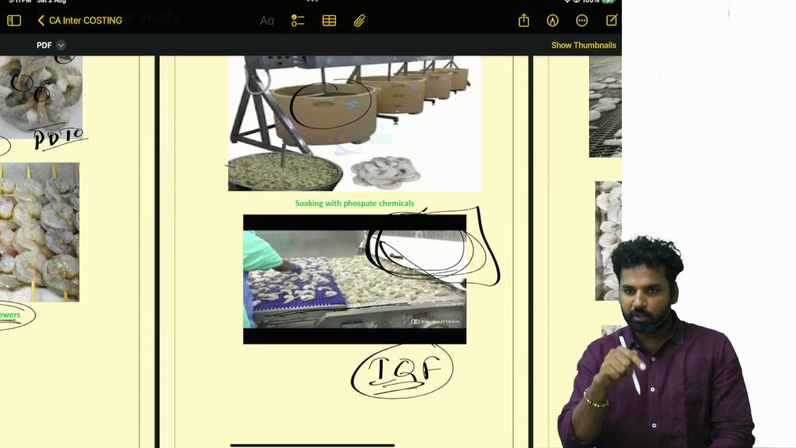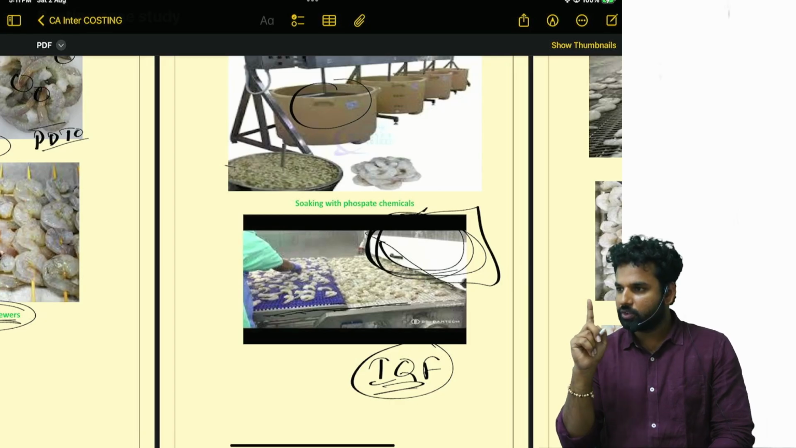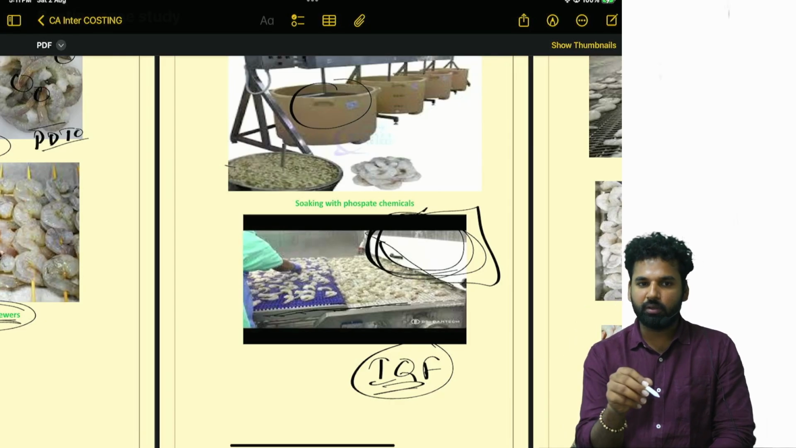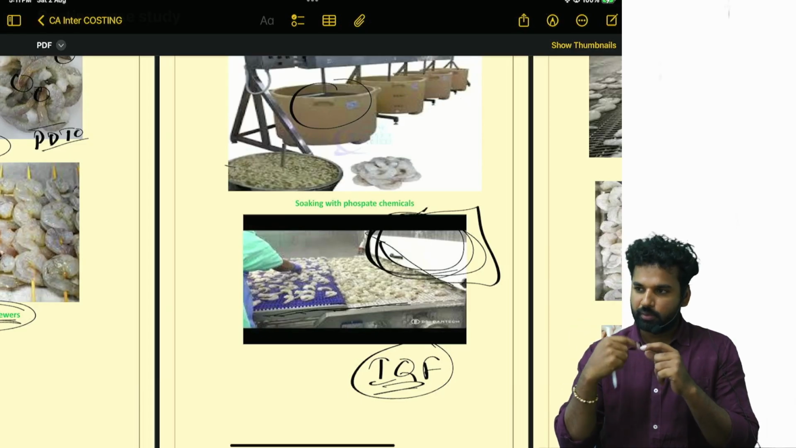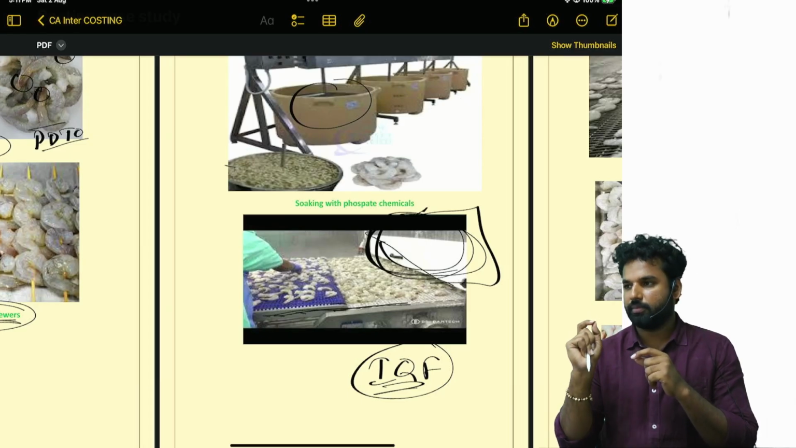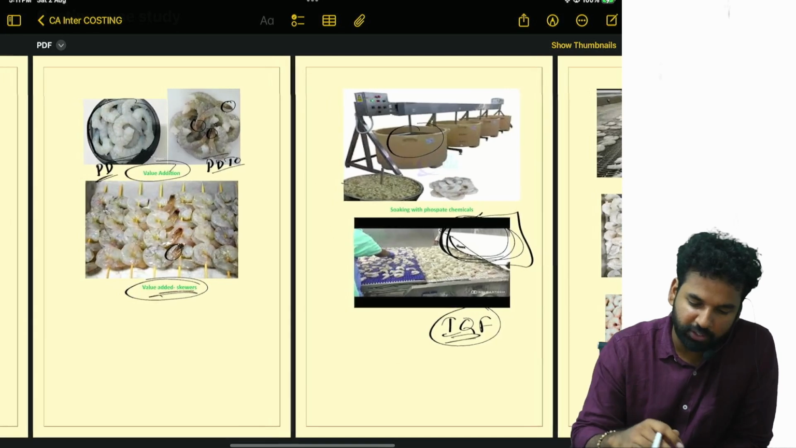See, generally it is a perishable material. Perishable, so within 1 day it will be damaged. So whenever it is going into this machine, it will be stored and preserved for 2 years. That means on the piece there will be ice. Right, so that is what is called IQF.